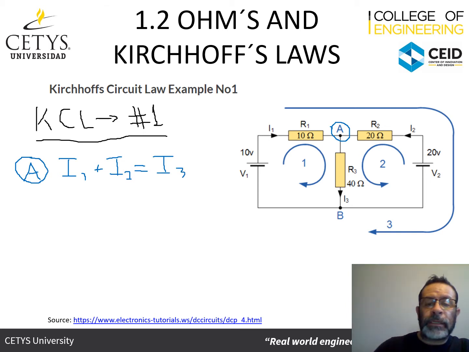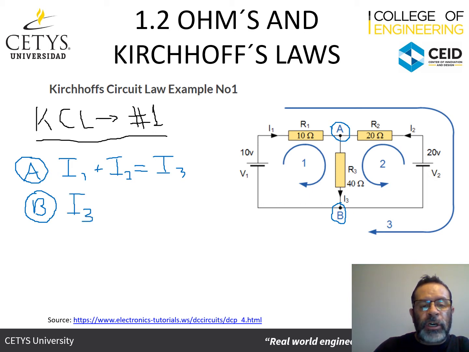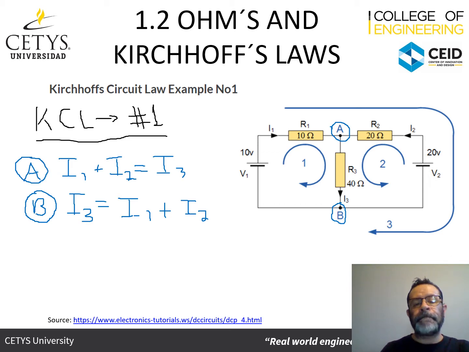Now, let's look at node B here on the bottom. In node B, we see that the current that is going in is I3. It's the only current that's going in. And the currents that are going out are I1 and I2. We know they're going out because the arrows are pointing outward of the node. Okay, correct that.